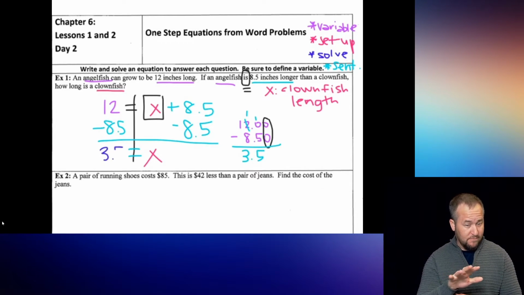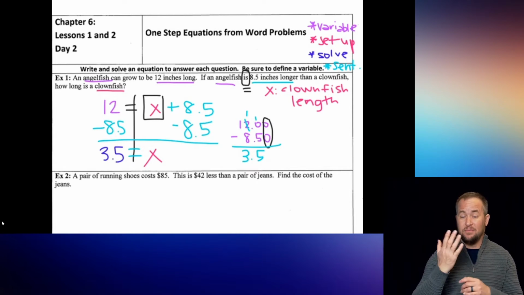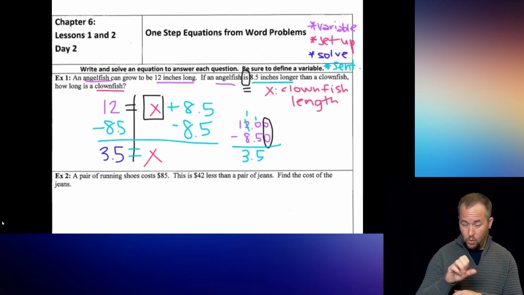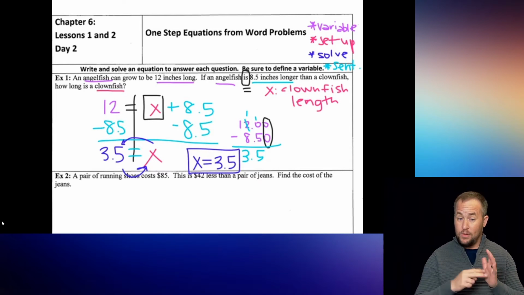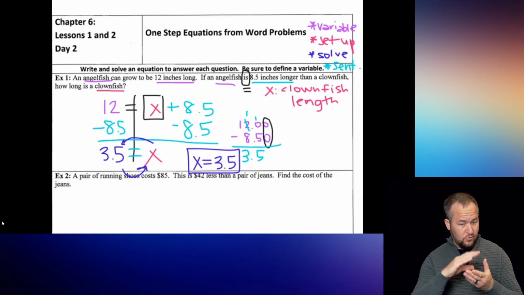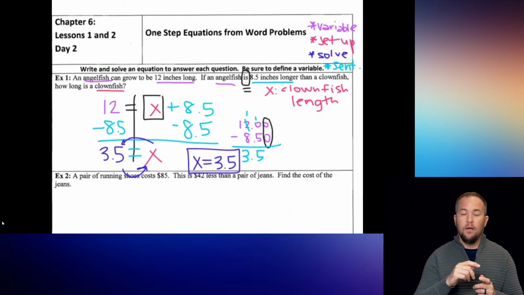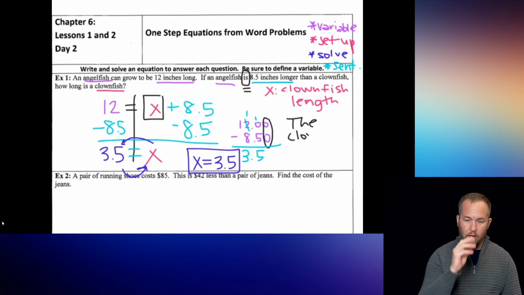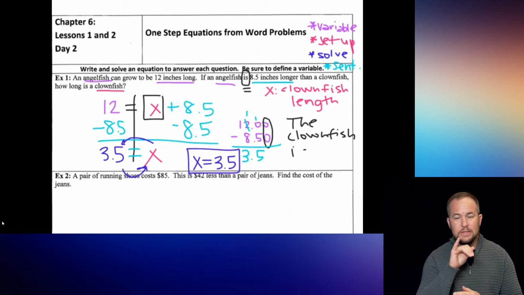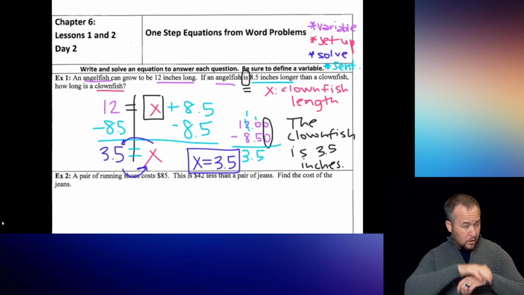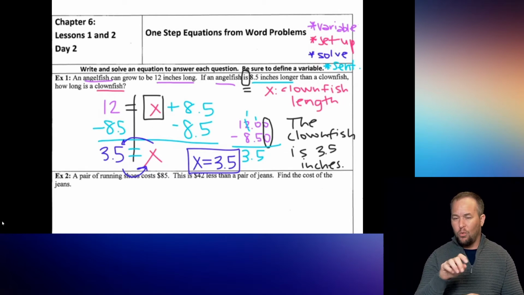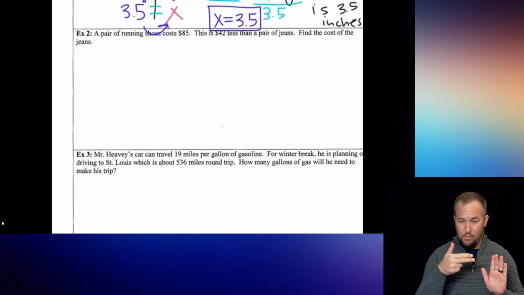So I get 3.5. However, we talked about last section, that day 1 notes, that the final answer has to be with that X first. So we're going to rewrite this as X equals 3.5. So what that means in our sentence, based on our variable definition, which just says the clownfish length, is that our sentence would say the clownfish is 3.5 inches, with a period at the end. Now, we're not always necessarily going to write a sentence, especially because these are just our notes. However, so that you could see it with a label, I went ahead and showed it to us.